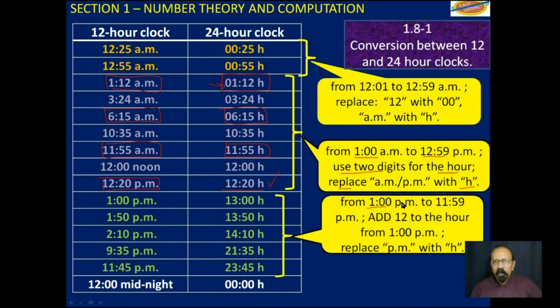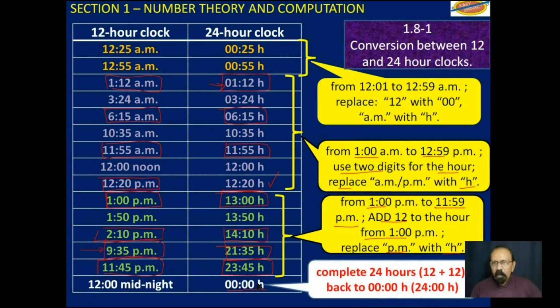Between 1 p.m. and 11:59 p.m., you will add 12 to the hour from 1 p.m. and you will replace p.m. with hours, so that 1 p.m. becomes 13:00 hours, 2:10 p.m. becomes 14:10 hours, 9:35 p.m. we add 12 to that 9, becomes 21:35 hours, and 11:45 p.m., that's almost midnight, becomes 23:45 hours.